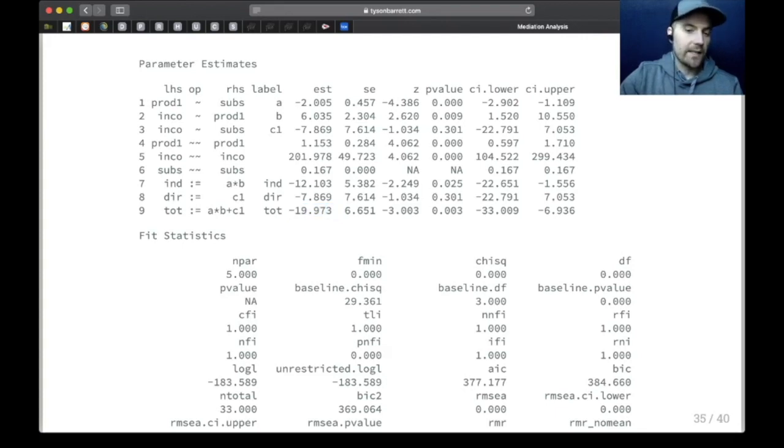Then we have fit statistics. When you get into SEM courses, you're going to talk about these in a lot of depth. They're just saying how much the data fit the model that you specified. How well do those actually go together?